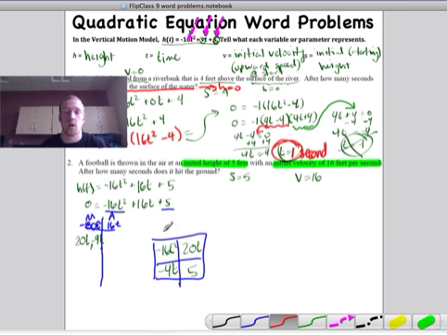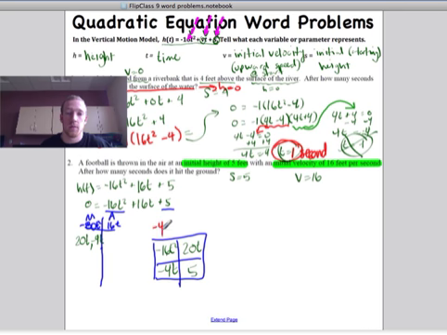Greatest common factor of this column is a -4t. Greatest common factor here is a +5. Greatest common factor here is a 4t. And greatest common factor here is a 1. So that tells us that this equation is the same as 0 equals, instead of this trinomial, we just factored it to -4t plus 5 and 4t plus 1, right, from these.